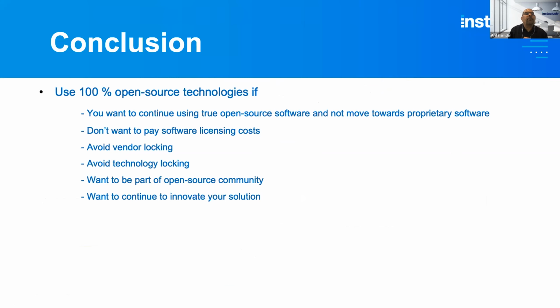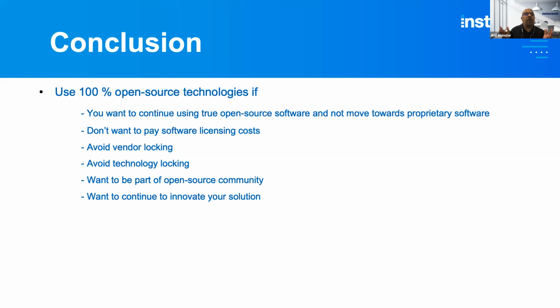So in conclusion, if you want to use 100% open source technologies, there are a few rules of thumb. Use open source technologies if you want to continue using open source software and not move towards proprietary software. If you have committed to open source and not proprietary, then open source is your way to go, and don't go with open core. If you don't want to pay software licensing cost: if you're using open source, there is no licensing cost. If you're using open core, the core is free, but the features will be added cost. So be aware of that.